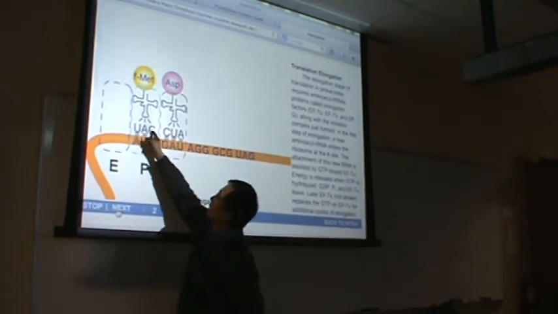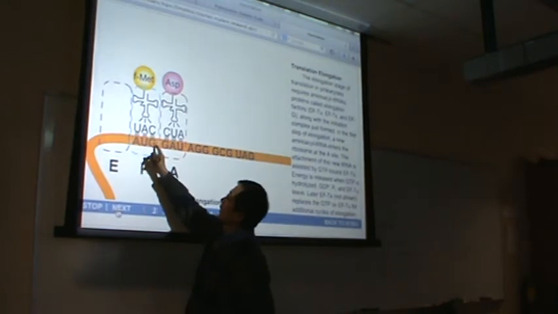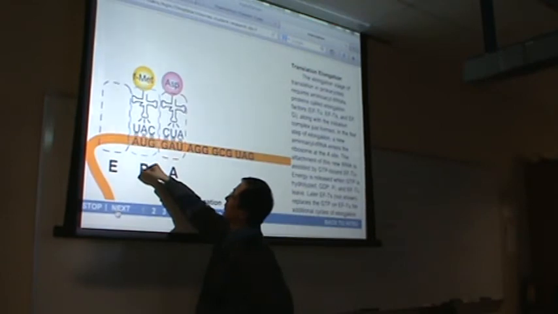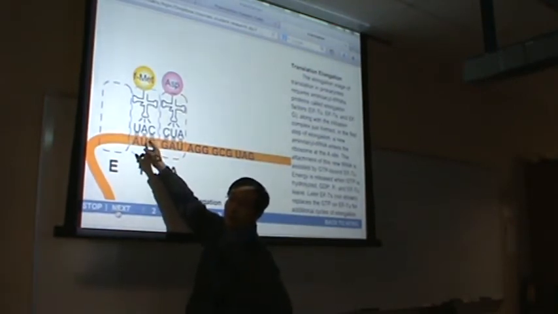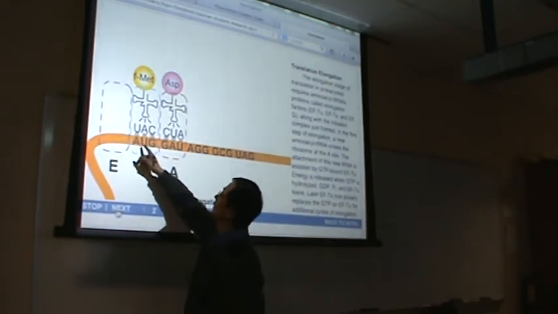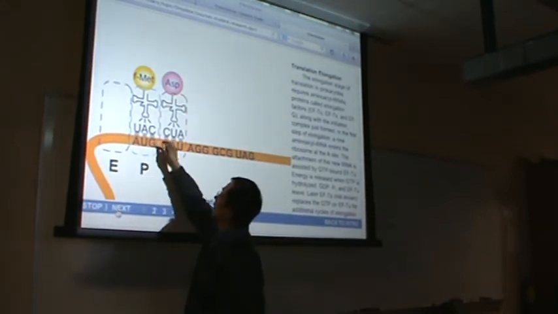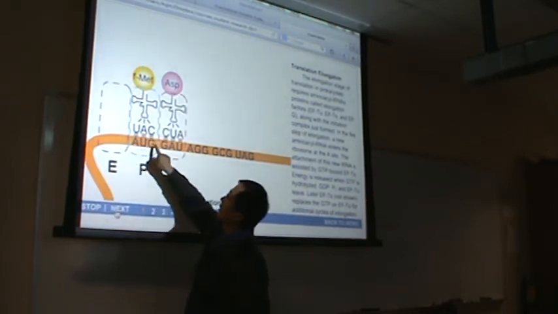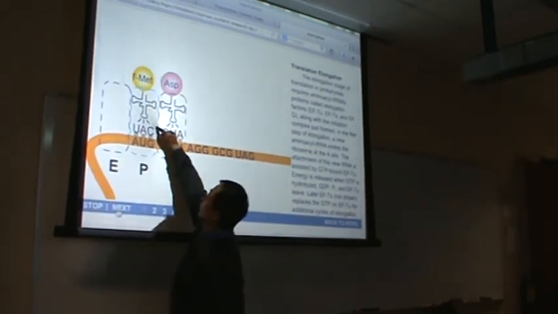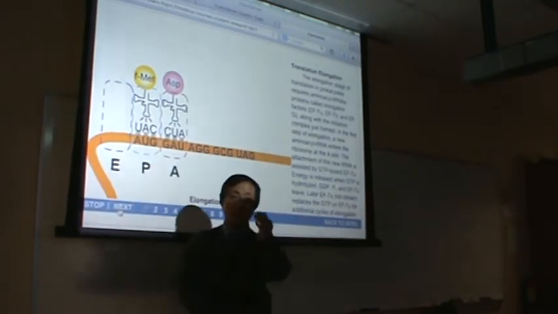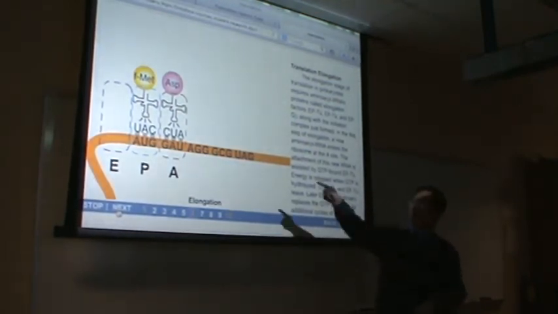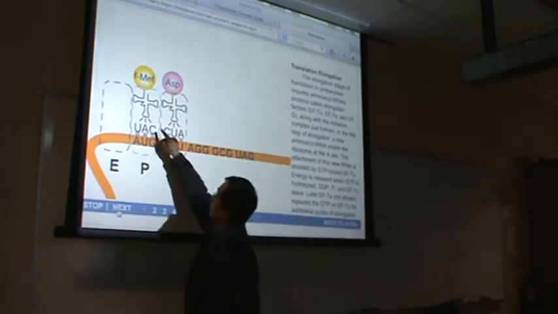What is this codon? This is called codon AUG. What is this? Is that UAC or CAU? The anticodon? Yeah. This is the anticodon, this should be UAC. But it actually reads from the other end, CAU, because this is 5 prime end, this is 3 prime end. This should be 5 prime, this should be 3 prime. Every base pair is antiparallel. So the anticodon should be CAU, actually.